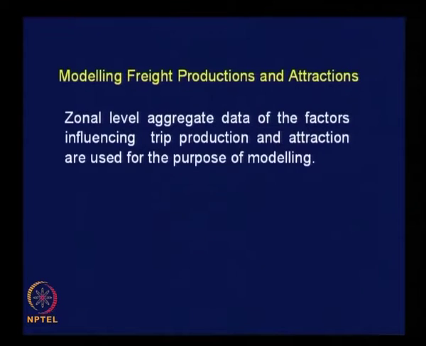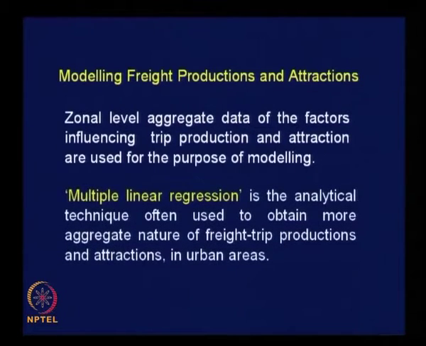Zonal level aggregate data of the factors influencing trip production and attraction are used for the purpose of modeling. And this is the analytical tool used, as we have used already, for person trips. Multiple linear regression is the analytical technique often used to obtain the more aggregate nature of freight trip productions and attractions in urban areas. Okay. Zonal average values will be the input for the modeling process.